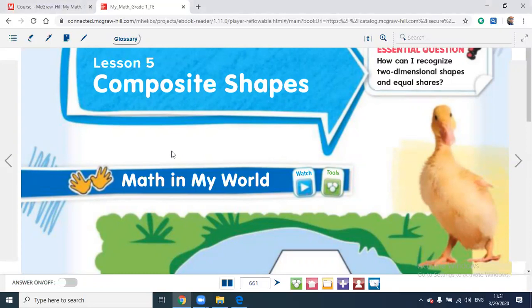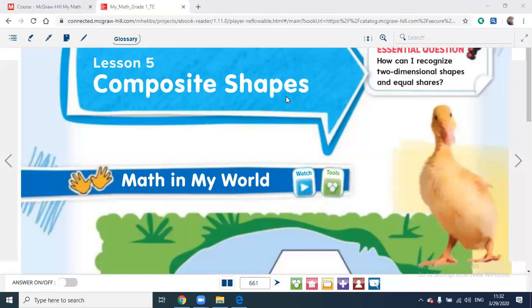Please get ready. Open your book at page number 661. Open your book, page number 661. Are you ready? Good. Our lesson is composite shapes.